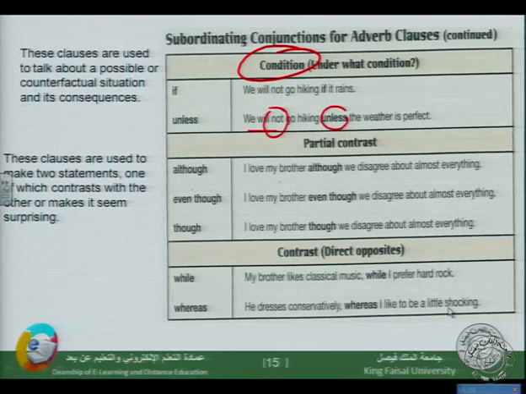Partial contrast. These clauses are used to make two statements, one of which is in contrast with the other or makes it seem surprising. I love my brother, although we disagree about almost everything. I love my brother, even though we disagree. I love my brother, though we disagree. All of them have the same meaning, they have the same structure.